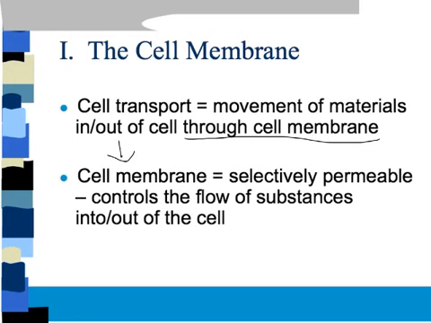And as we already know from our last unit and from earlier in this unit, the membrane is selectively permeable, which means it only lets certain things in and out. So because it can only let certain things in and out, it kind of acts like the gatekeeper, and it controls what goes into and out of the cell.